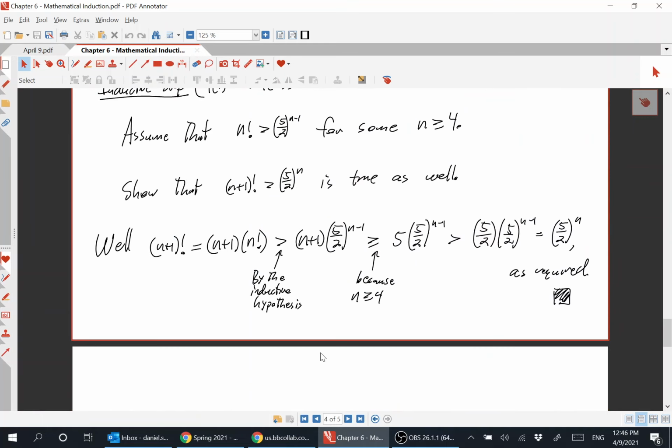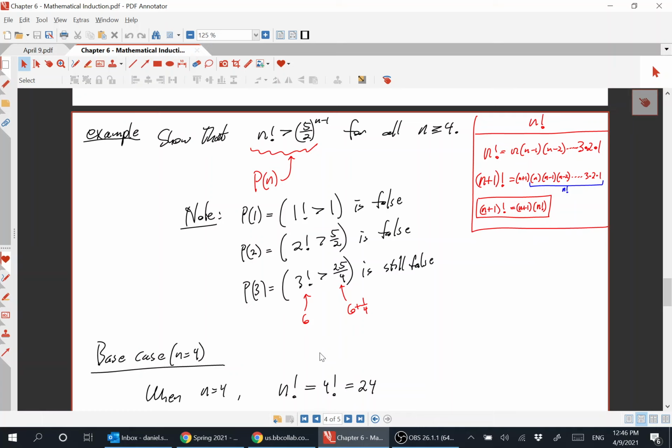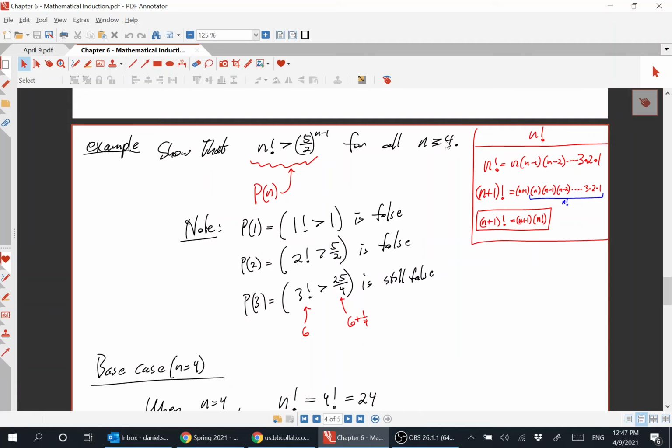So we did some examples. Here's the last one we had. Show that n factorial is greater than 2.5 to the n minus 1 for all n bigger than or equal to 4. So here the domain that we're using is 4, 5, 6, 7, 8, 9, and so on. We're not starting at a lower number than that. So starting at n equal to 4. Notice that P1, P2, and P3 are actually false.